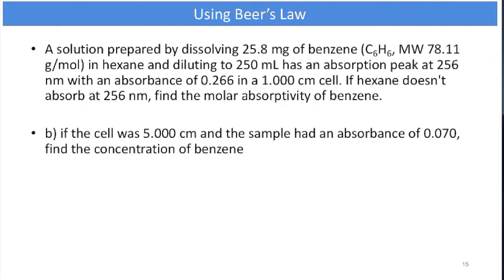Okay, so let's do a question using Beer's law. So we have a solution where its preparation is described, so dissolving 25.8 milligrams of benzene in hexane and diluting it to 250 milliliters.